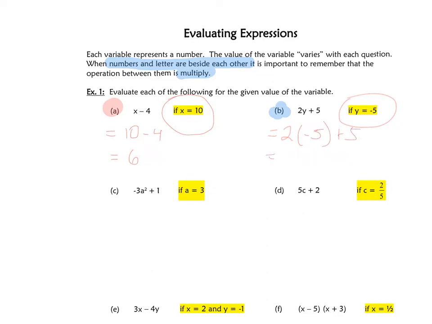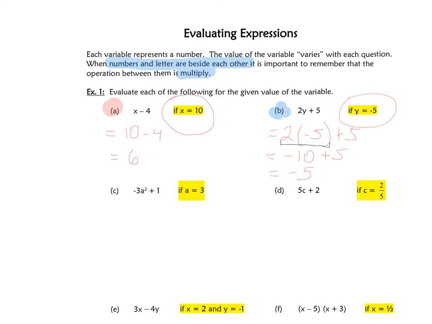If we think back to BEDMAS, we have to do multiplication before addition. So 2 times negative 5 gives me negative 10. And with negative 10, we still have the plus 5. So negative 10 plus 5 gives me negative 5. So that's the answer for that one.